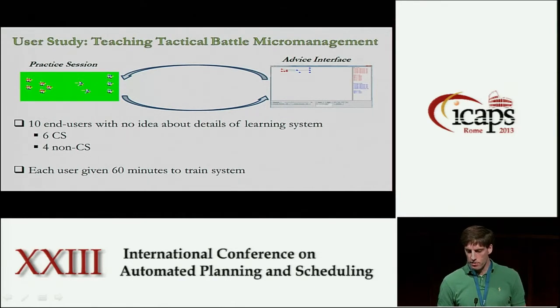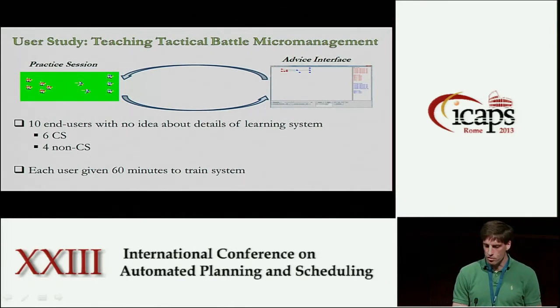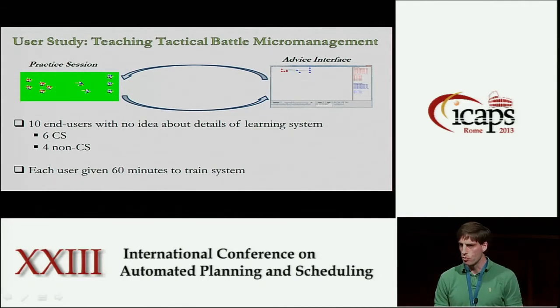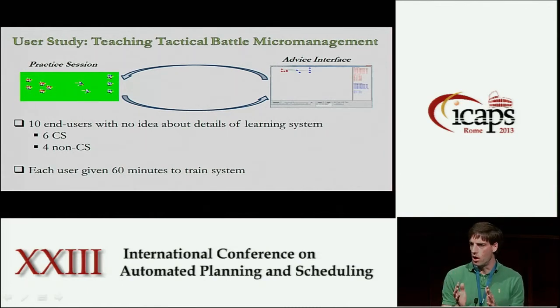And so the user study we did involved 10 users, 6 of them were CS, and 4 were non-CS. We just have more CS friends. But they had no idea how the learning system works. We showed them a little bit about principles of tactical micromanagement, because they didn't all know that. But we gave them 60 minutes with this system to do whatever they want. So they could critique as long as they want, and then when practice starts, they would have a fixed amount of practice that the system would go through. And that was actually a problem, because in a user study, they kind of get bored sitting there waiting for practice, but it was unavoidable in this case.